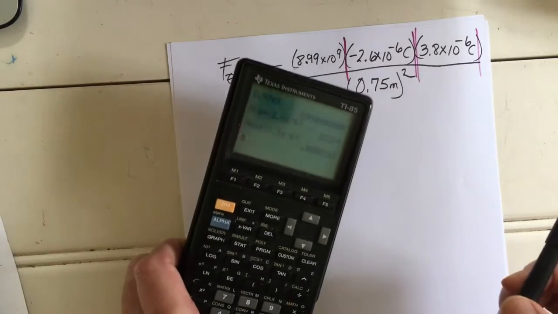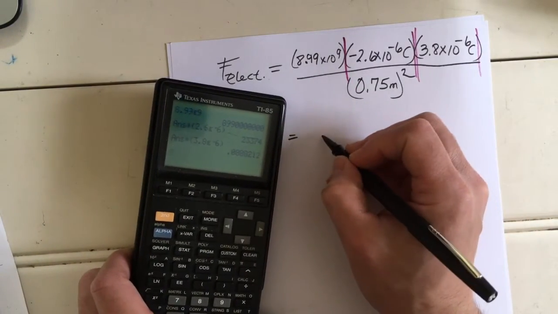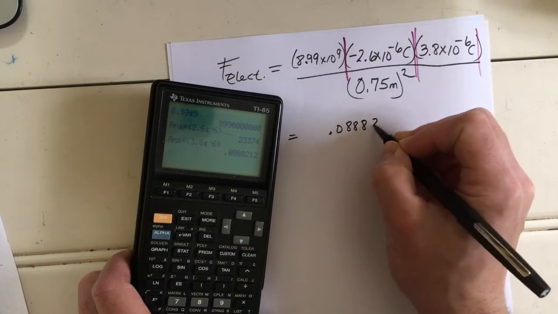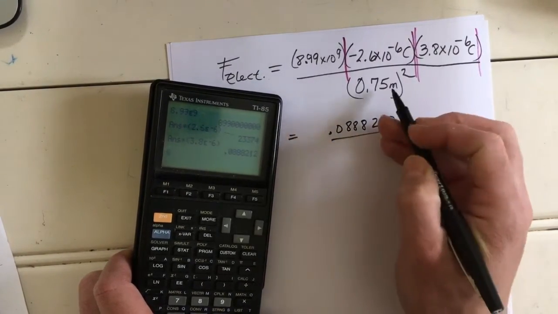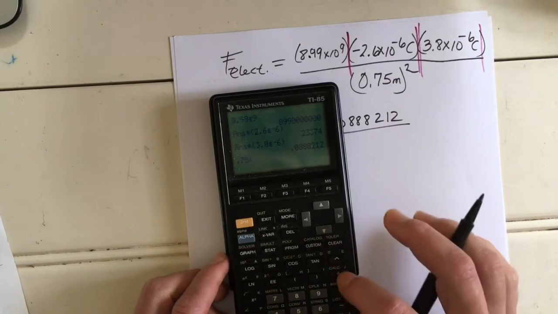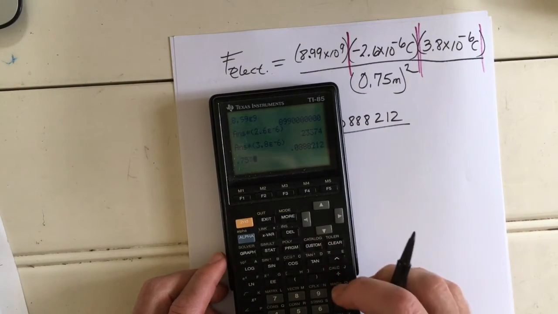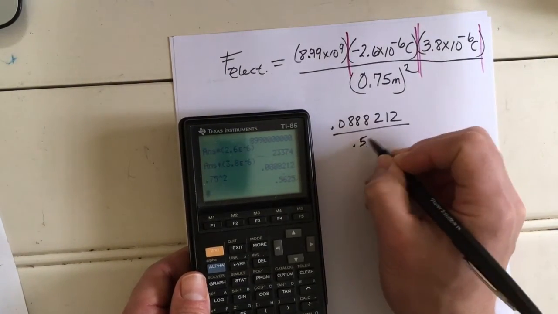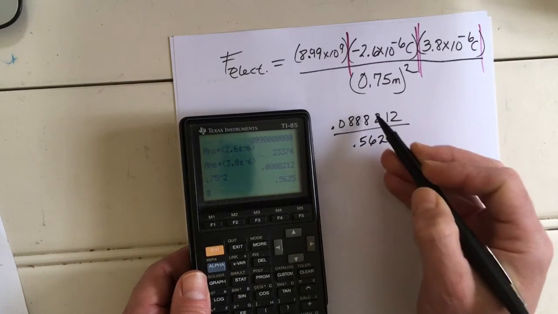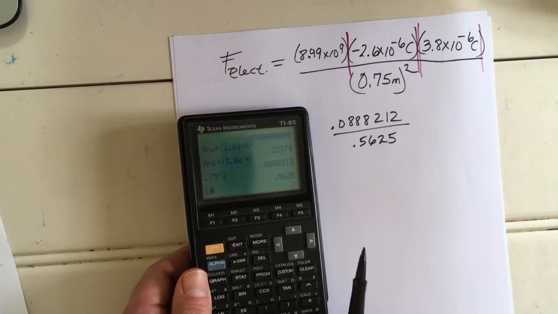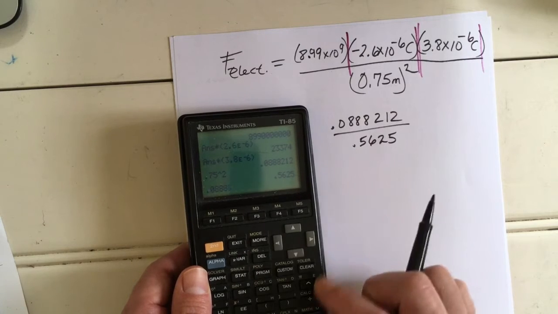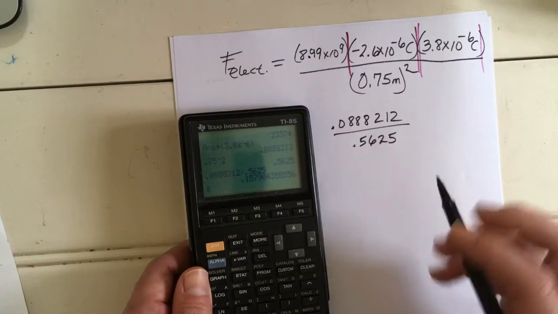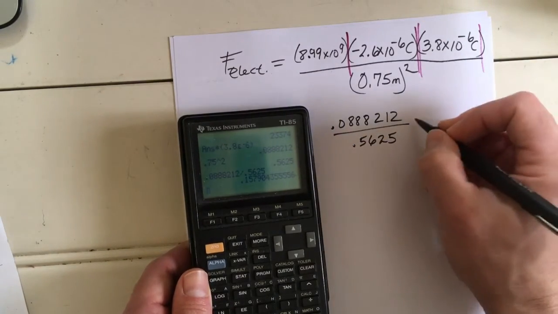And what I like to do sometimes here is just write this down. So this is the 0.08881212. And then I just want to know what's on bottom there. 0.75 squared. 0.5625. So that's what I have there, right? And I can go ahead and type that in. Get about 0.158.